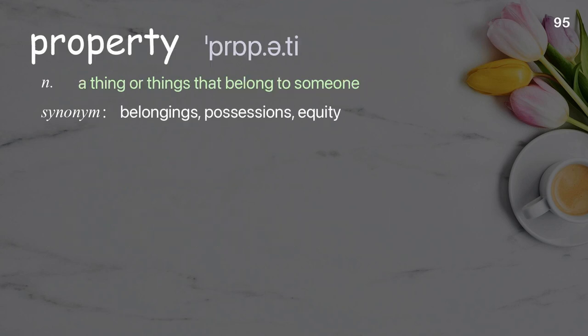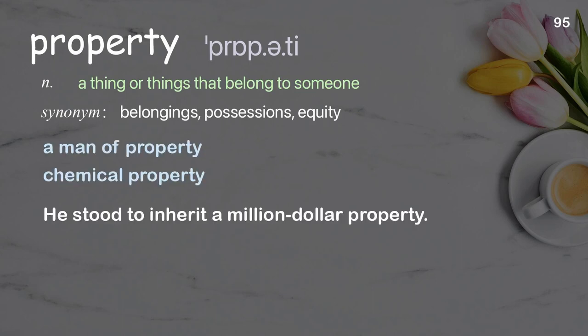Property: a thing or things that belong to someone. Examples: a man of property, chemical property. He stood to inherit a $1 million property.